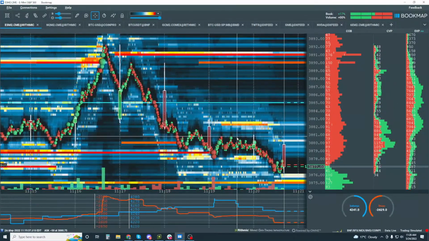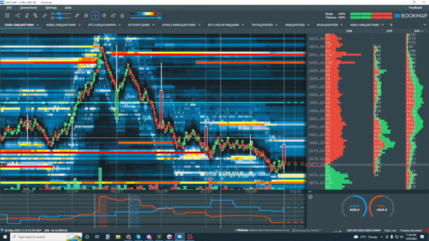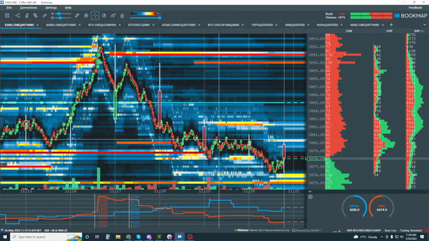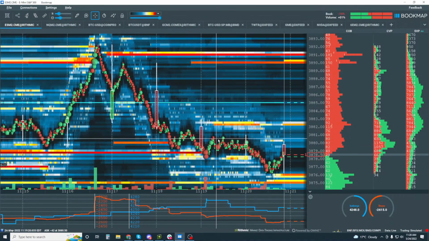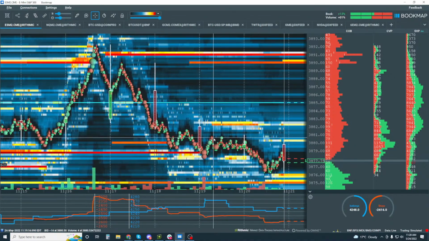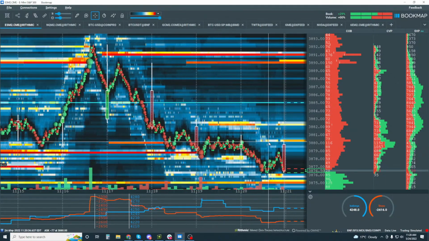Okay, but you'll have to do your studies, and you'll have to look at it and say, okay, is it worth it to try to place a limit order in here to catch it on that low volume pullback? Okay, and looking for that continuation.